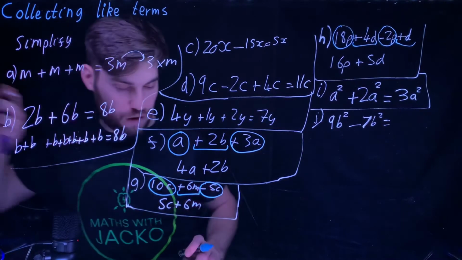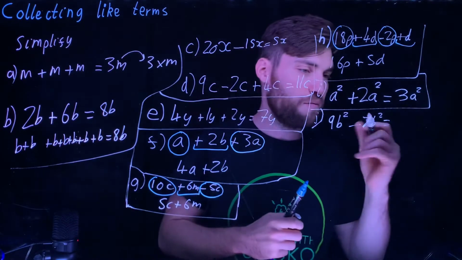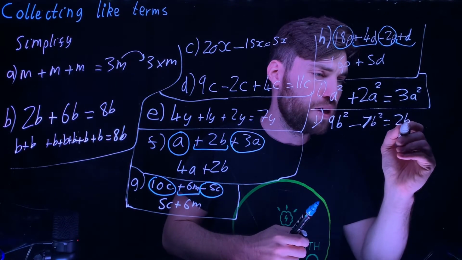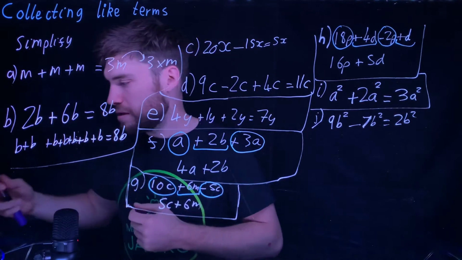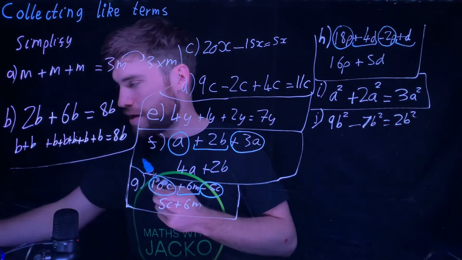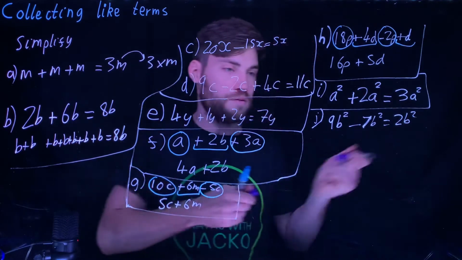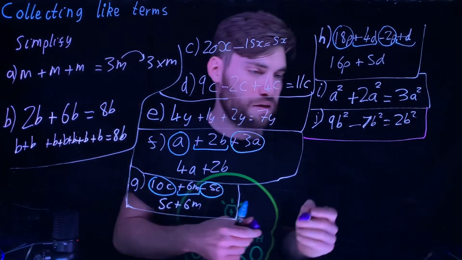Where's it gone? There we go. A good one. 9b squared minus 7b squared is 2b squared. And that's it. Right, it's pen switching time because this one is letting me down. I'm disappointed in you, pen. But you have served me well. Right, so that is that one.